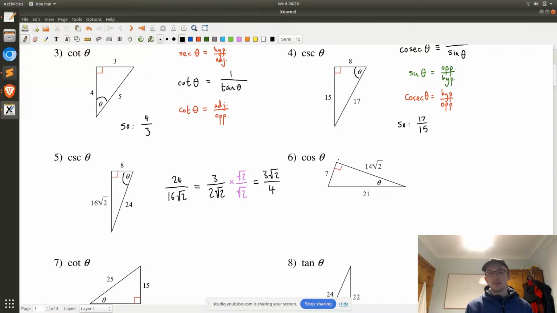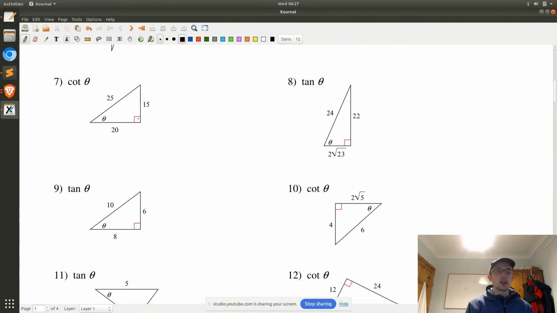Cosine of theta. Back to the standard trig functions, I see. Going by SOHCAHTOA, the cosine of theta is the adjacent side divided by the hypotenuse. What's the adjacent side to theta? Well, it's 14 root 2. What's the hypotenuse? Well, it's 21. So this is cancelling the 7, the common factor of 7 on the numerator and denominator. This is 2 root 2 over 3.